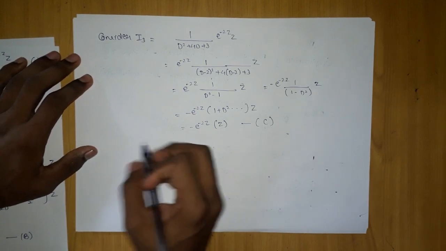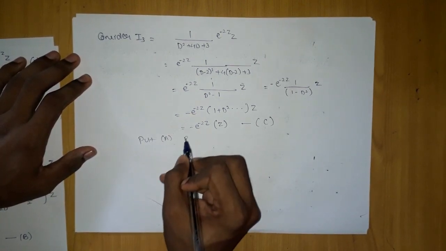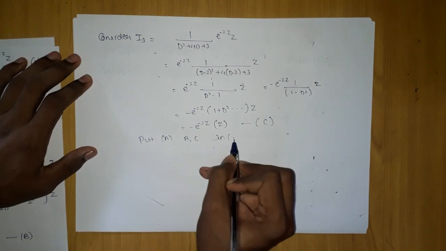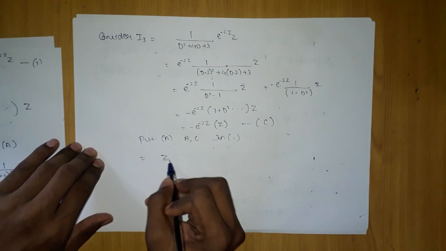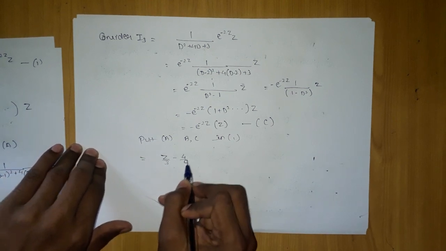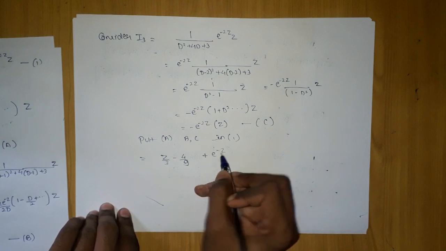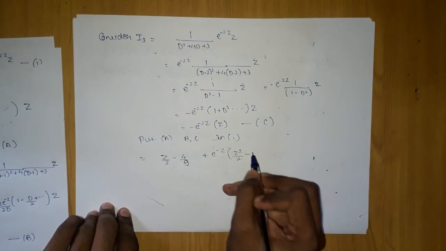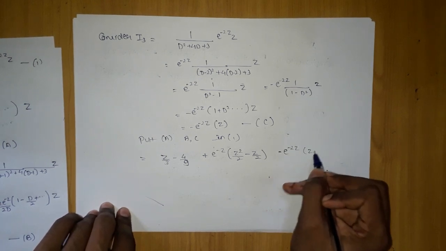If I substitute all the things in 1, put A, B, C in 1, what am I going to get? Firstly, I am going to get z by 3 minus 4 by 9. Secondly, plus e to the power minus z into z square by 2 minus z by 2. Thirdly, minus e to the power minus 2z into z.